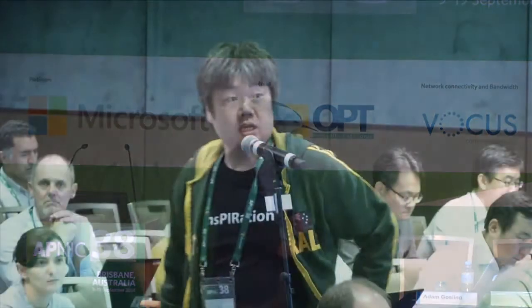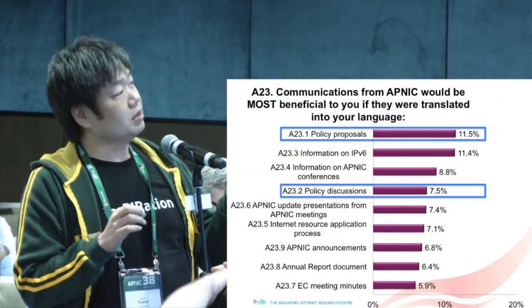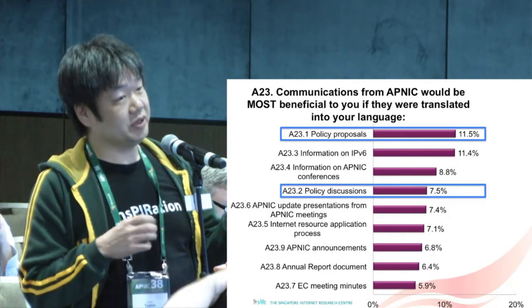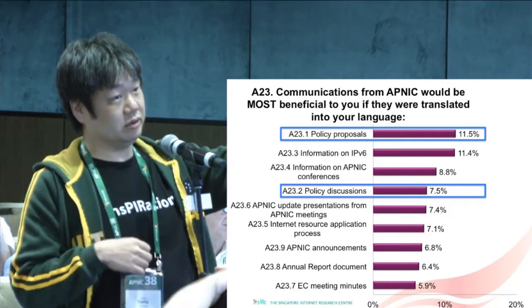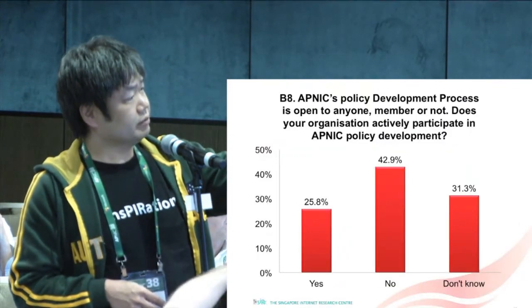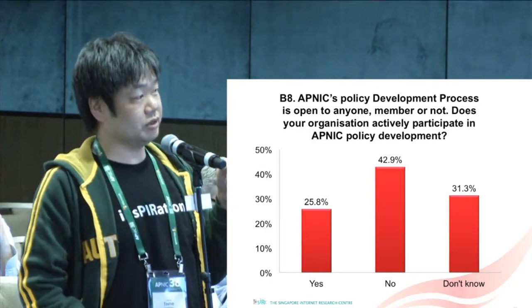Toshio? Yes. I'm Toshio Tachibana. I'm chair of the Policy Development Forum in Japan. Could you show the next slide for that? Sure. I'm sorry. The participation question over there from non-members. Yeah, okay, gotcha. This one. Yes.